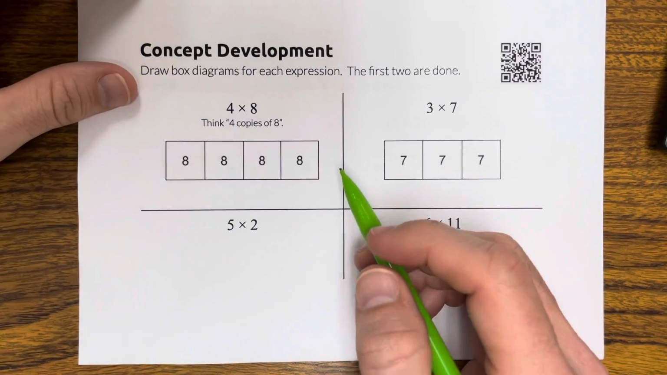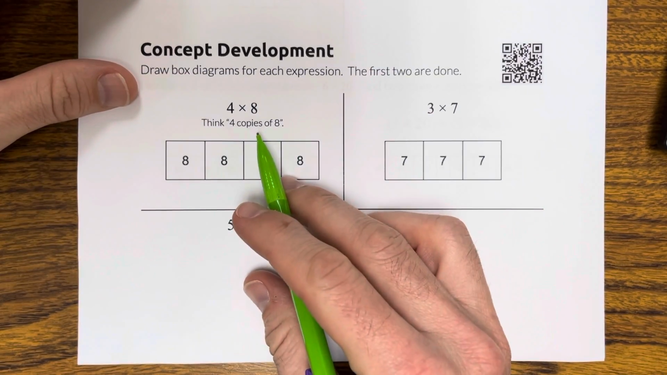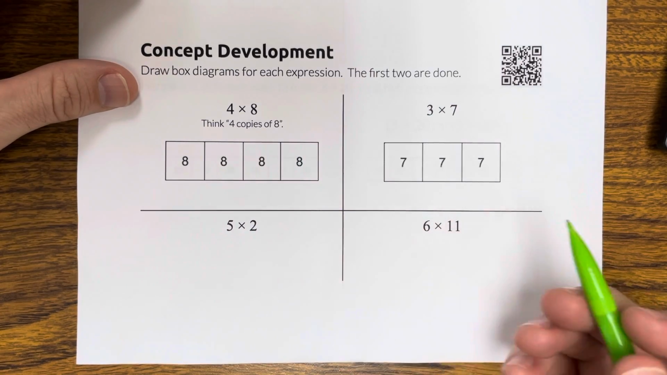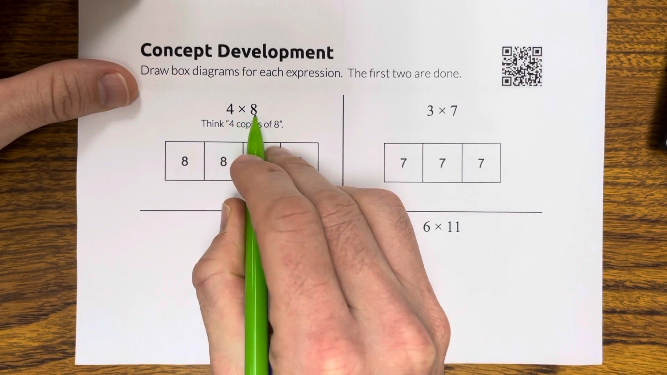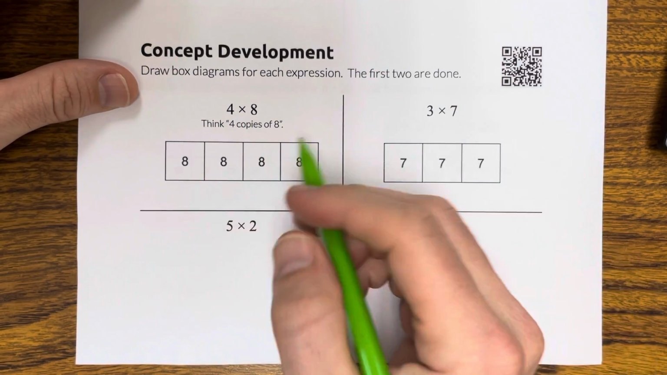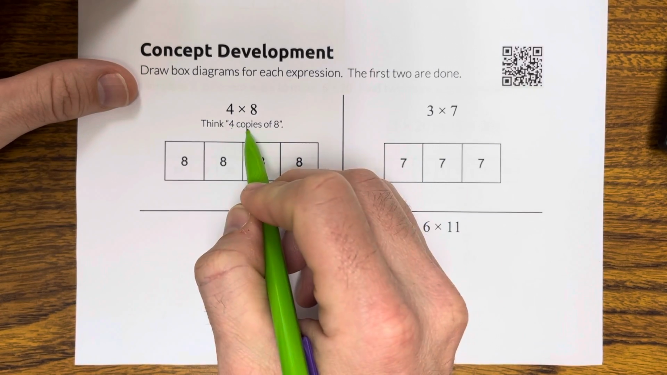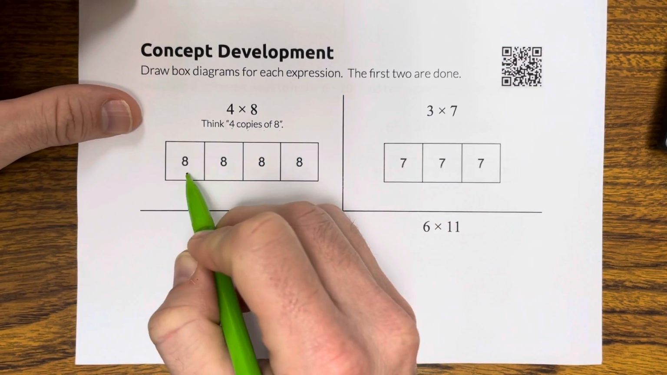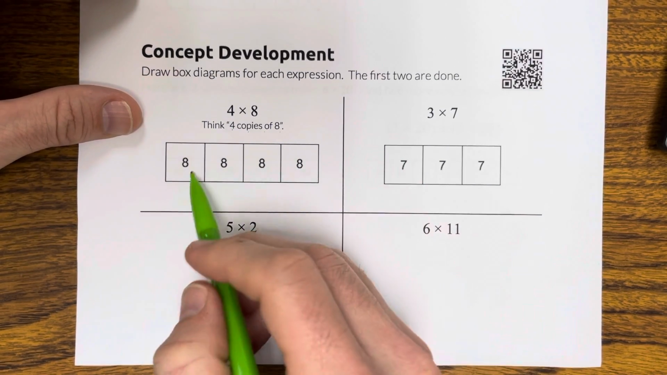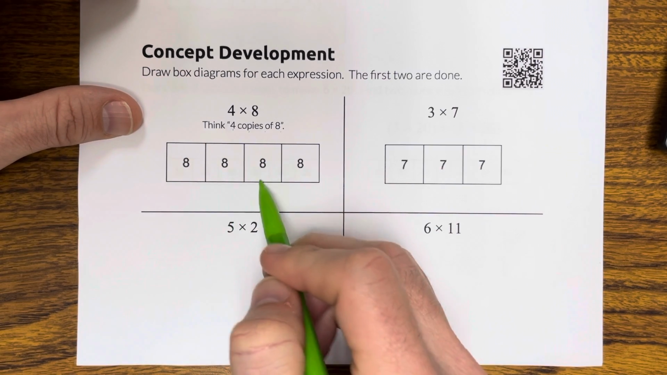In this lesson, we're learning how to think of multiplication as making copies, okay? So we have 4 times 8 here. What we're going to think is that's 4 copies of 8, okay? And the diagram we draw is given here. We have an 8, and then another 8, and then another 8, and then another 8.